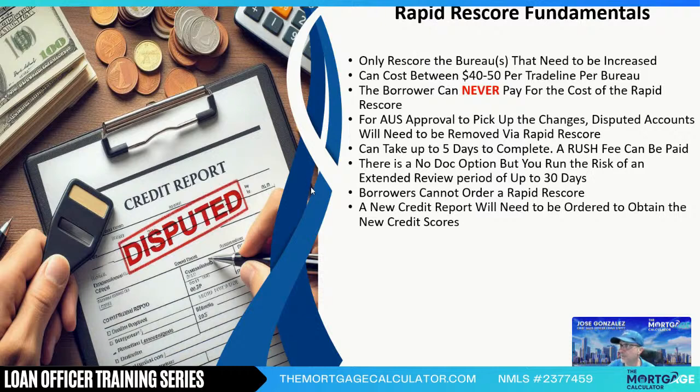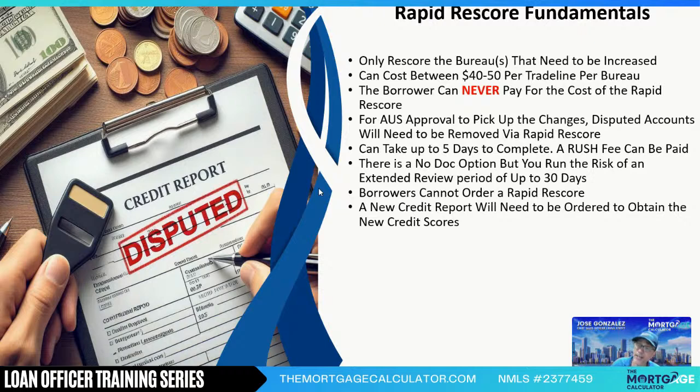the borrower can close. Now you've got to understand there are 3 credit bureaus, right? TransUnion, Equifax, and Experian. They have different algorithms, so whatever change is done on one bureau isn't necessarily going to have the same result on another bureau. And it's really important to note that you only want to rescore the bureaus that need to be increased. You don't have to do all 3, right?